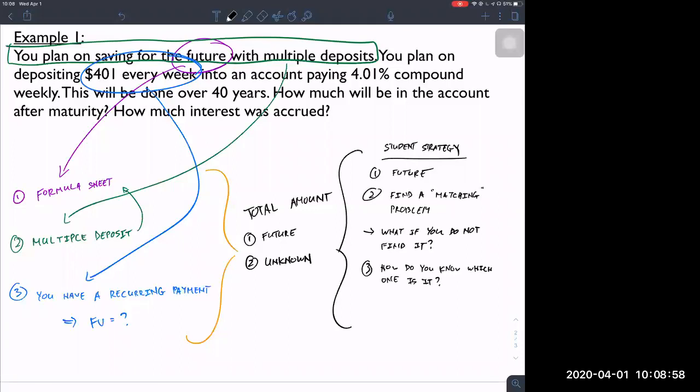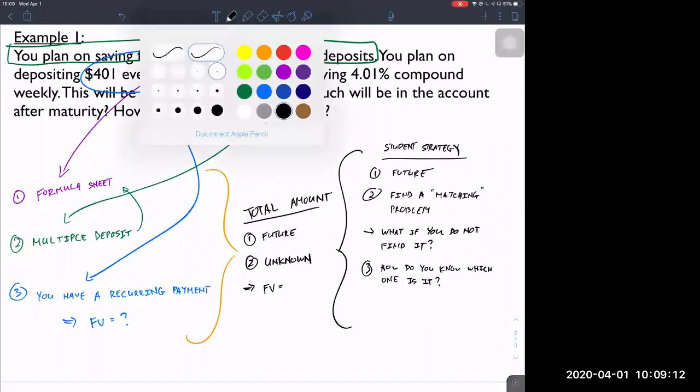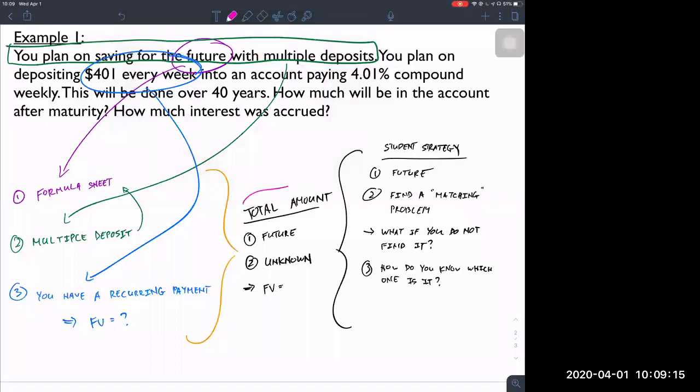Since you know that the total amount is in the future and it's unknown, that implies that you use this formula. The other thing to realize is that this essence of total amount that's happening in the future and it's unknown has to do with an annuity, right? Earlier, I said that you already know that's an annuity because of the multiple payments and whatnot, right?